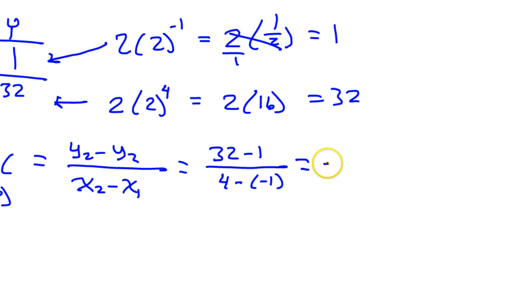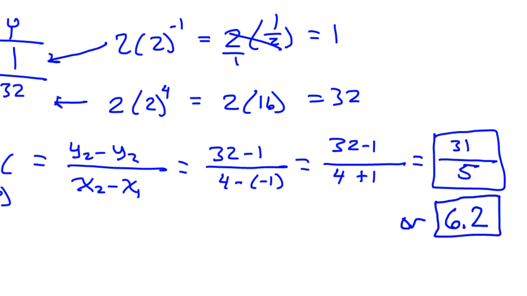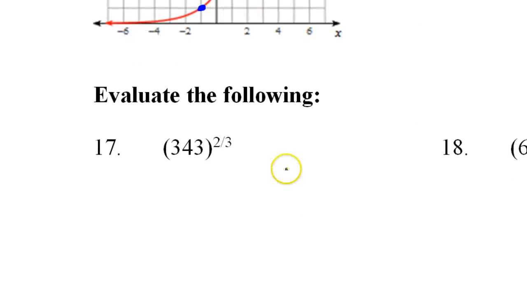And so to emphasize that, I'm going to show this on another step. So I've got 32 minus 1, but down here, minus a negative is addition. So this is 4 plus 1. So this is going to make 31 over 5, 31 fifths. Alright, this does not reduce, so this is the rate of change. As a decimal, that would be 6.2 exactly, so that's okay. So that was rate of change over that interval.